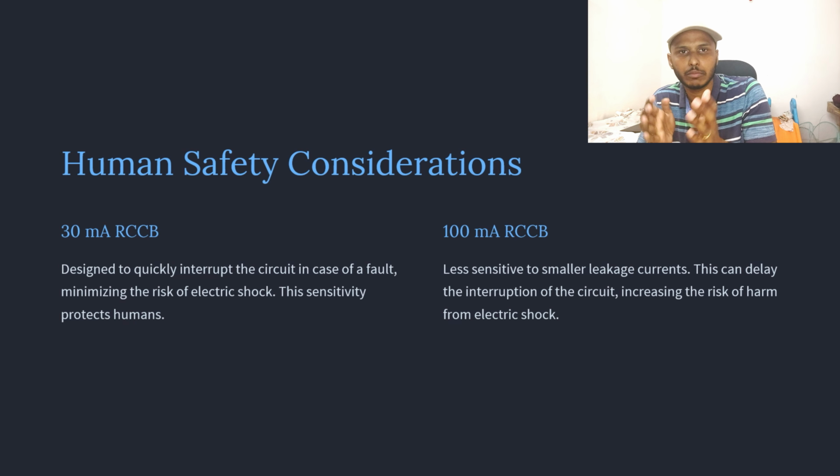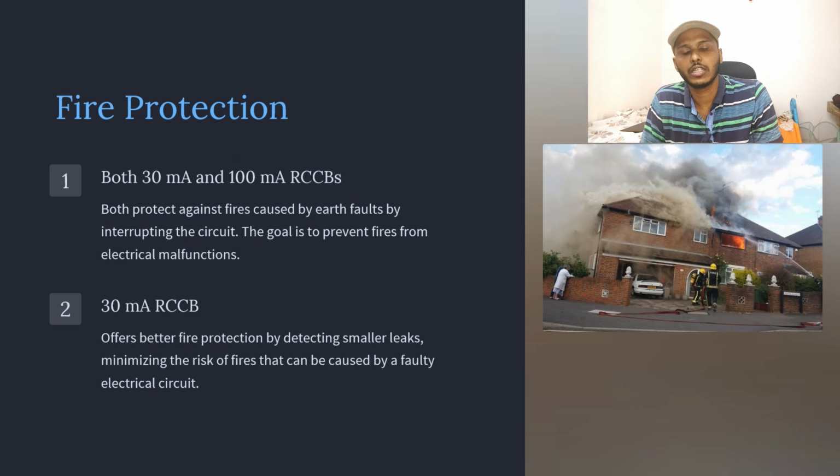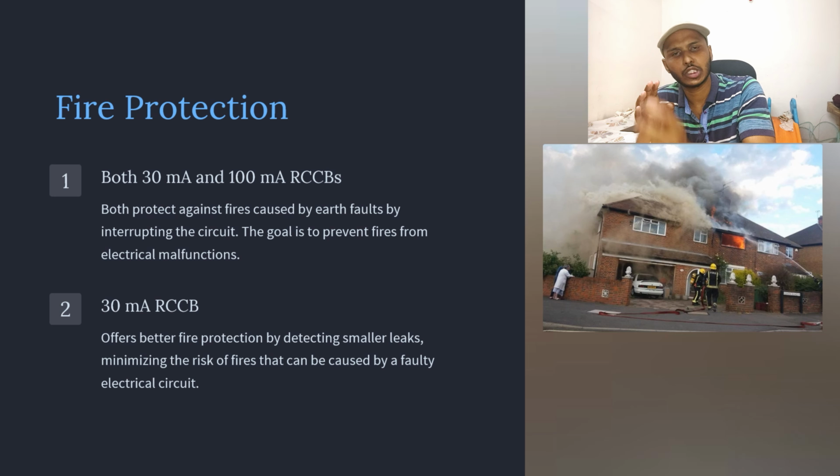So definitely before that, a person who is touching the device or who is affected by the leakage will get an electric shock. So for human safety consideration, 30 milliampere is highly recommended. And for fire protection, both 30 and 100 give us fire protection. But still, if you see 30 milliampere, whenever there is a leakage and it reaches 30 or above, definitely the RCCB trips.